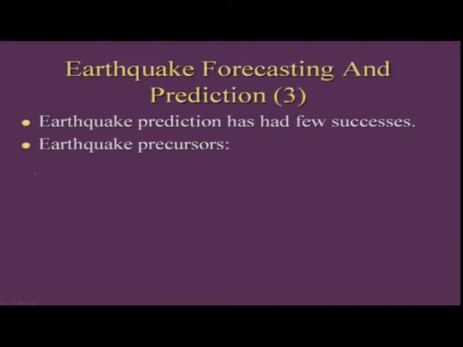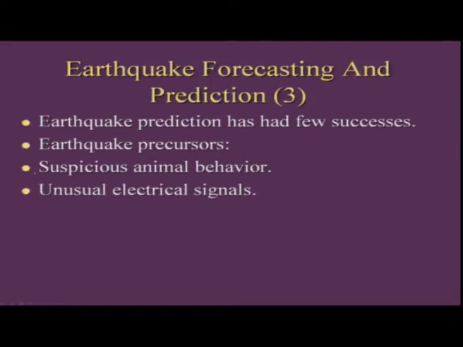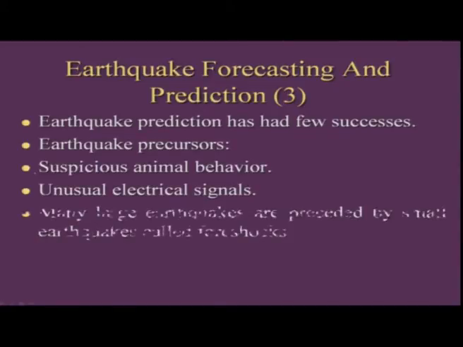Now earthquake prediction: people have tried and had a few successes in this. The earthquake precursors which many scientific groups have considered are, first, the suspicious behavior of animals before the earthquake. Then unusual electric signals which have been noticed, again because of electromagnetic waves, and in the beginning we were talking about the magnetic field which is generated by the inner core. So there will be some disturbance of the electric signals in the atmosphere, so that can be measured.